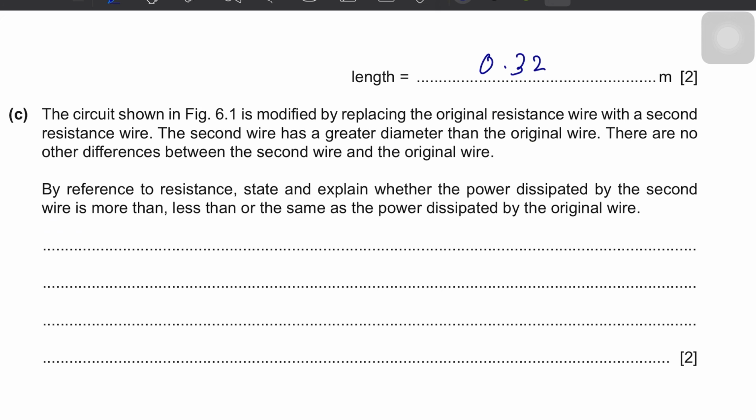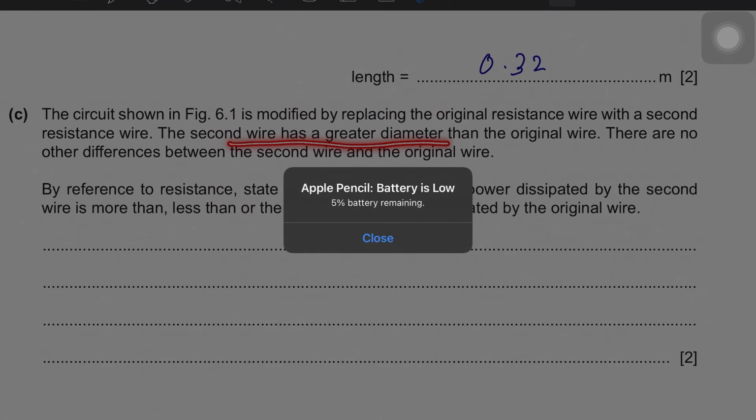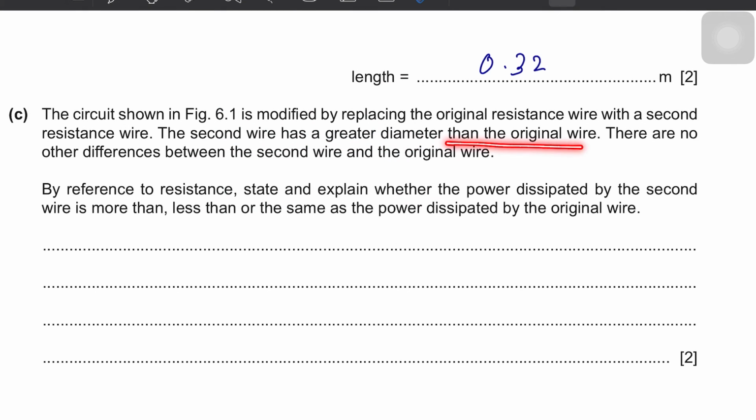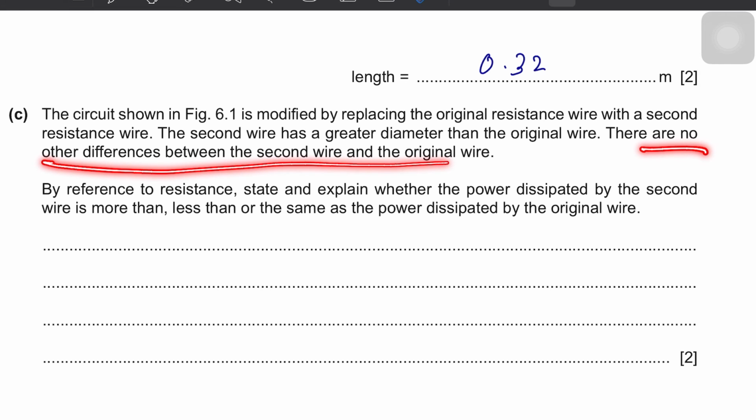Okay, next, what it says: the circuit which is shown to us in the previous figure is modified by replacing the original resistance wire with a second resistance wire. The second resistance wire has a greater diameter than the original wire. There are no other differences between the second wire and the original wire.